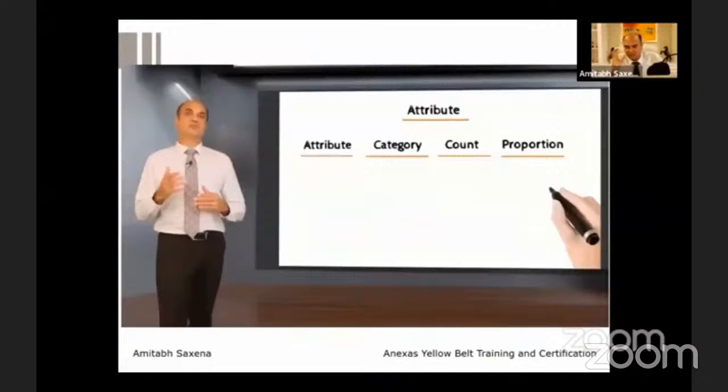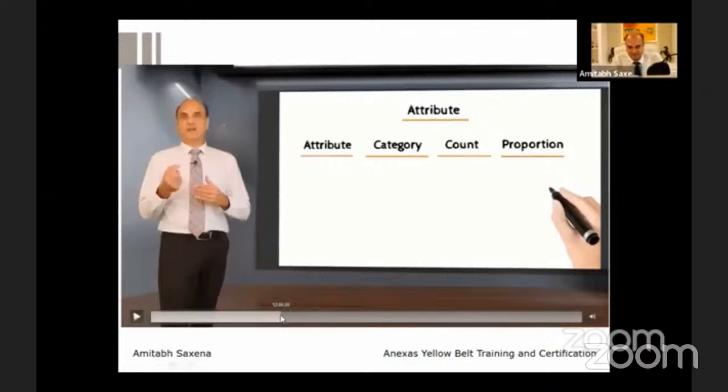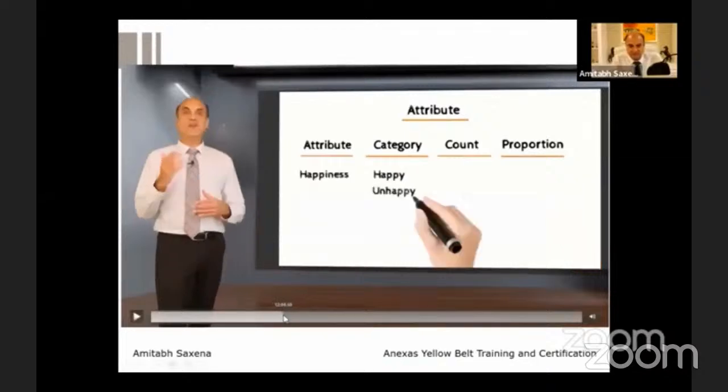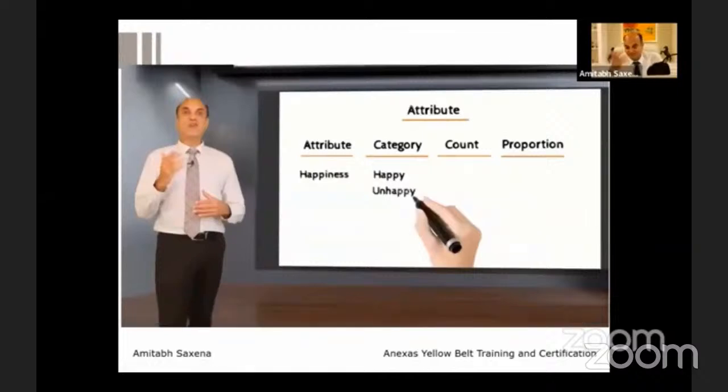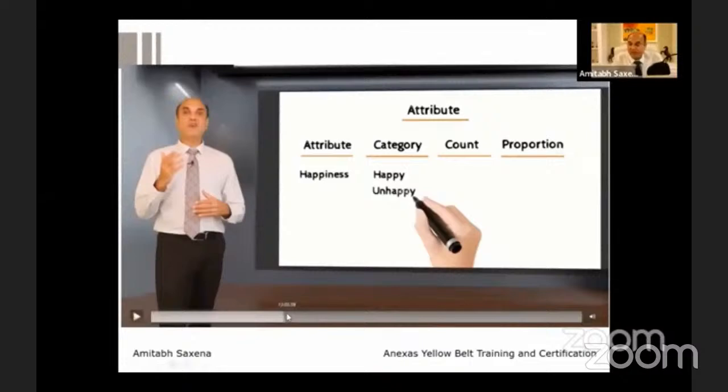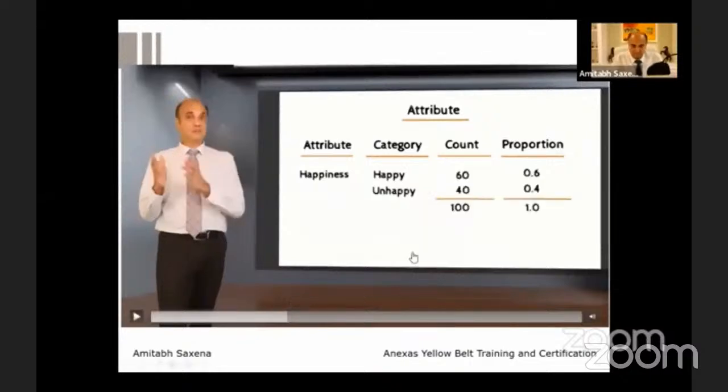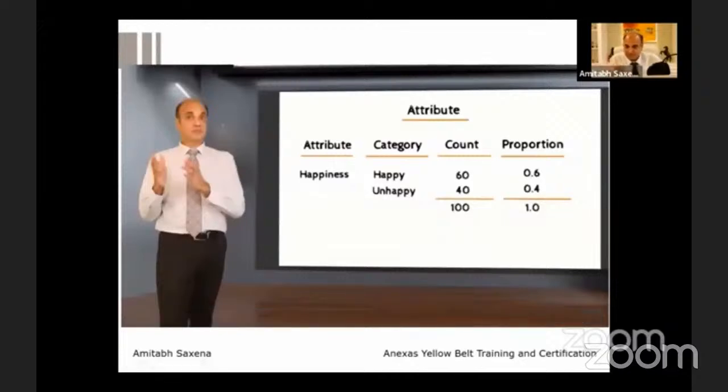Now, if you are confused about creating categories, the simplest way is the presence or absence of the attribute which you are trying to measure. Suppose I'm taking the example of happiness. If I want to measure happiness, presence or absence of happiness means happy or unhappy. Then I want to measure the happiness in my company's employees. I collected data of 100 employees, 60 were happy, 40 were unhappy. So I'll create a proportion.